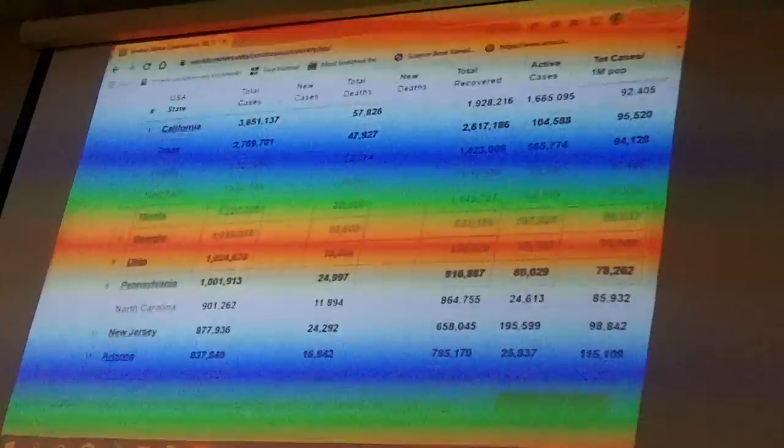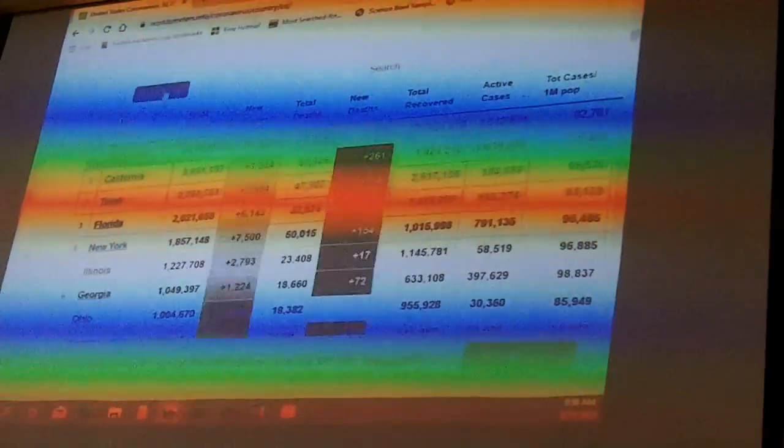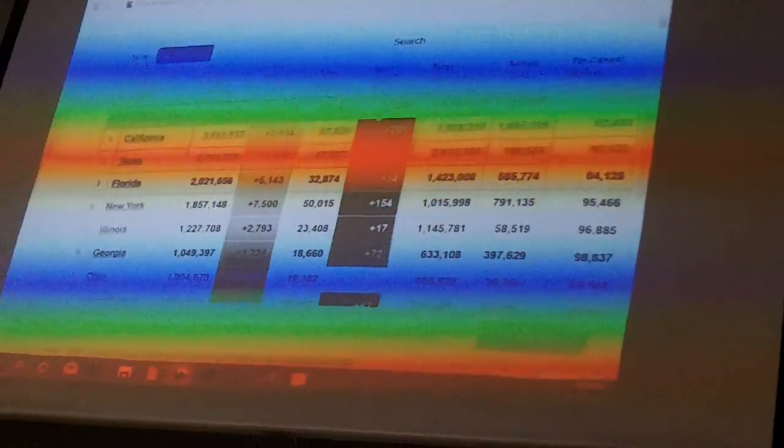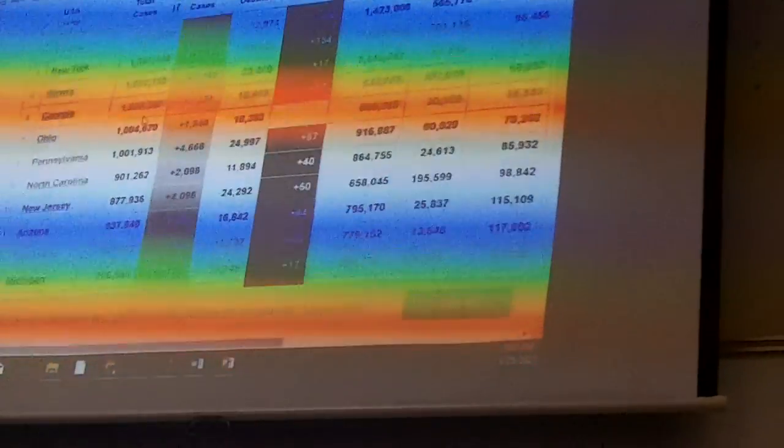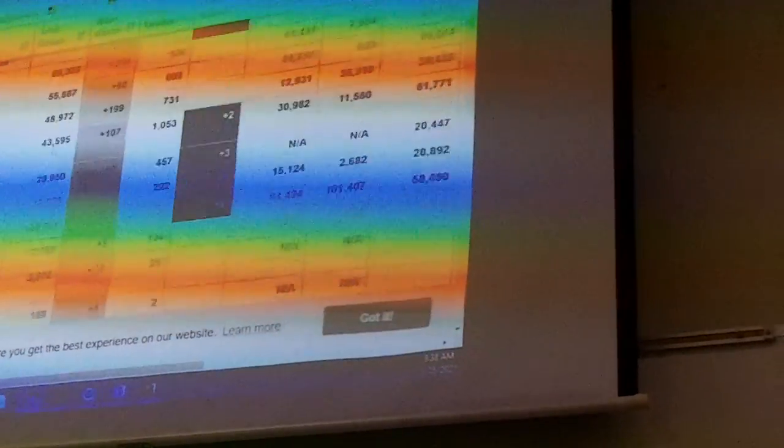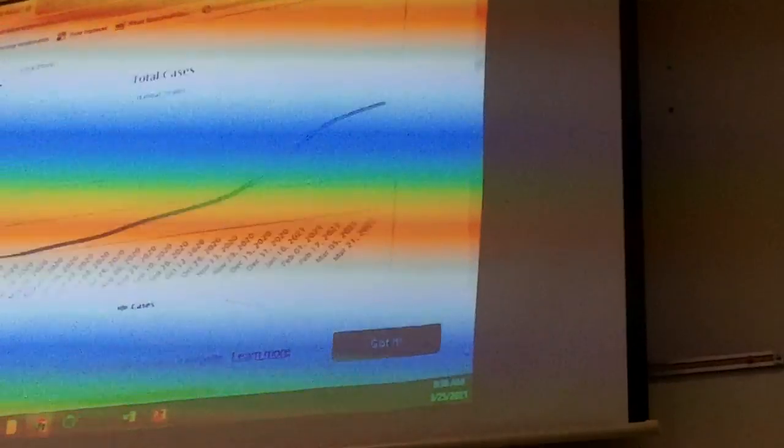Why are we like this? Oh, Georgia. And you can see what happened yesterday. Keep track of this. 1,400 deaths. California number one. At the bottom. Who's last? Probably Colorado.